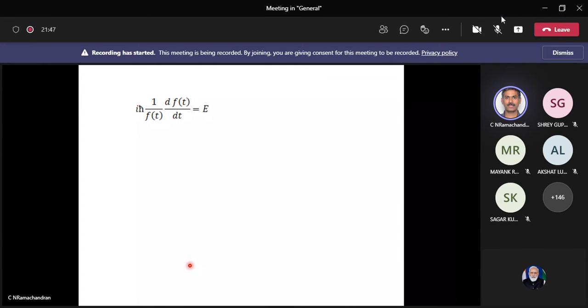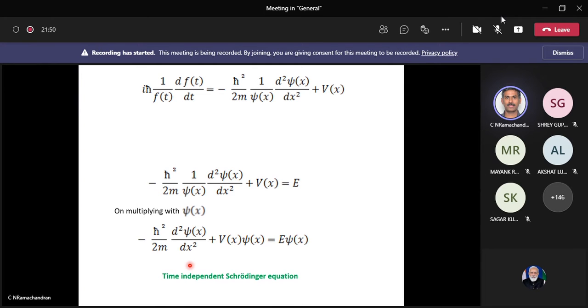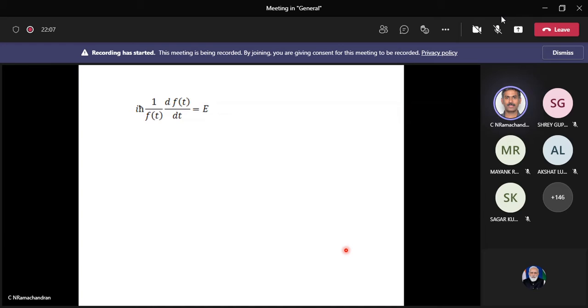Now I'm not stopping here. I will go with it because we already told that this is equal to a constant. So A equal to B, B equal to C, so A equal to C. Here I considered only one side, one part. Let us consider the other part also. If I do that, I will get this part also, A equal to C. So i h cross 1 by f of t into d by dt of f of t is equal to E. I got this also.